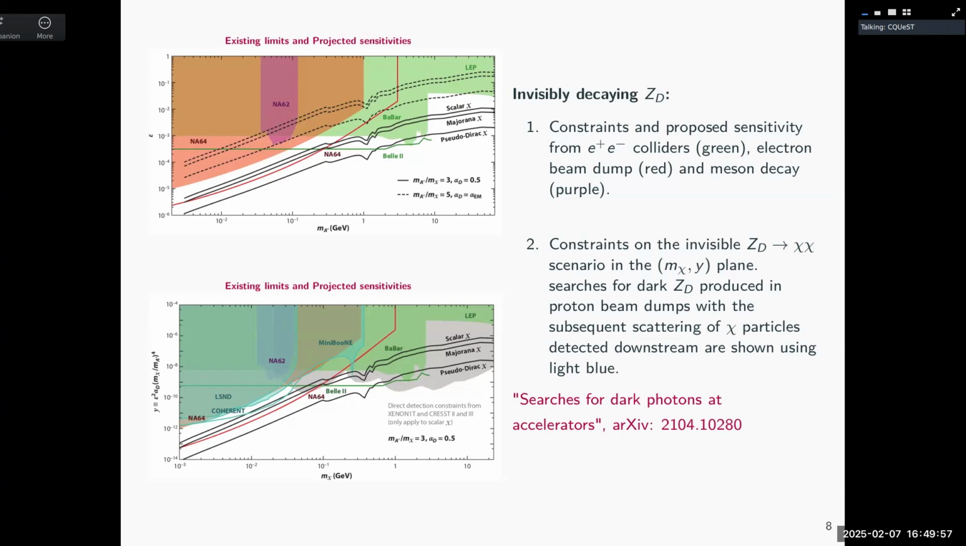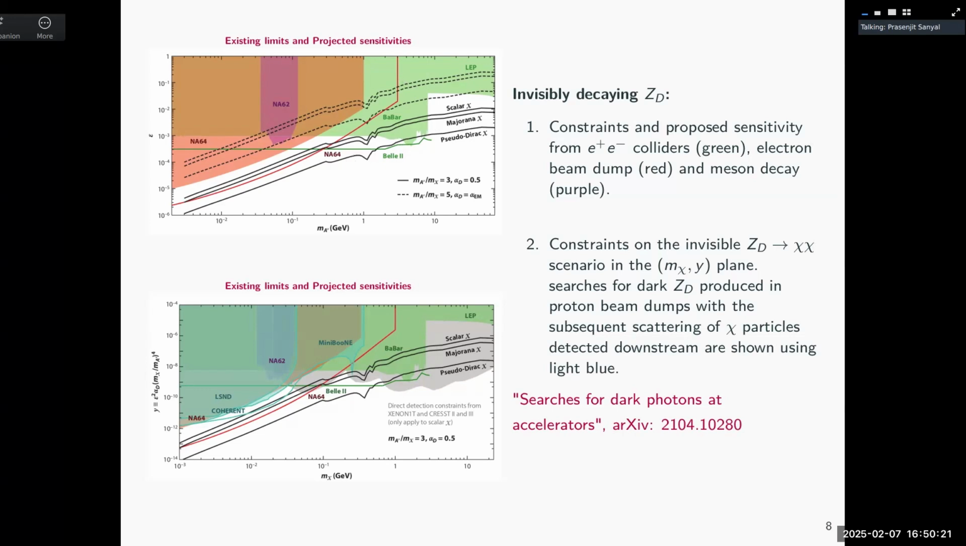So is the red line the thermal line? Thermal lines, these are the black lines. The black line, yeah, given like this. Okay. What is the red line instead? The red line is the projected sensitivity from the NA64 experiment. It's the electron beam dump experiment.